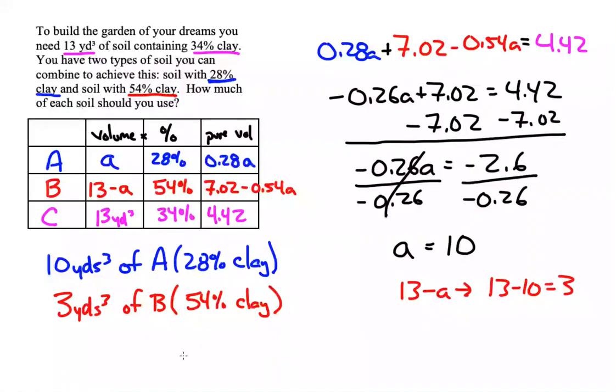And so if I go to the store and I say, hey, I'd like to buy 10 yards of your stuff that's 28% clay and 3 yards of your stuff that is 54% clay, and I bring it back to my garden and I mix it all up really well, I'm going to end up with what I wanted in the first place, which is 13 yards of 34% clay.